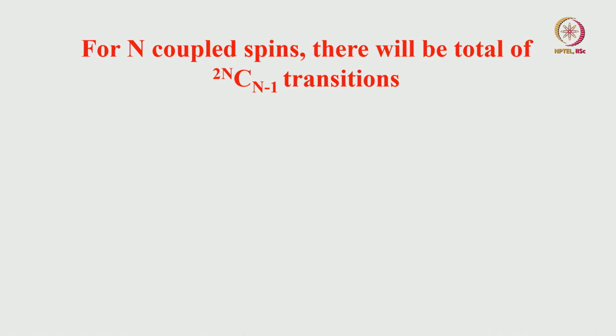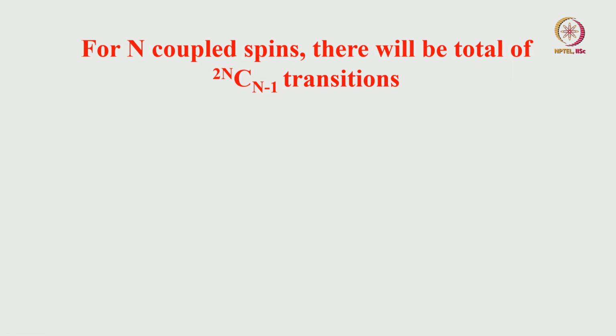We found out there are 4 transitions in the weakly coupled 2-spin AX case, where 2 are for A and 2 for X, and from the center of the chemical shift each peak moves on either side by J by 2. That is what we understood. And I said for a weakly coupled spin case, when two coupled spins are there, you can get a maximum of 4 transitions. Let us continue further today and see what is going to happen. We will now consider the example of n coupled spins.